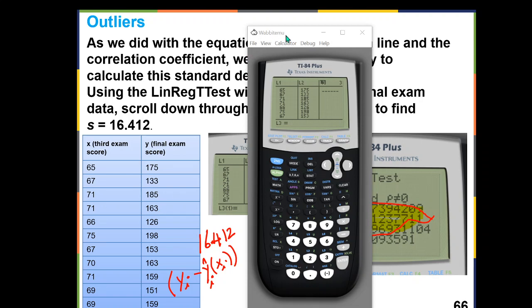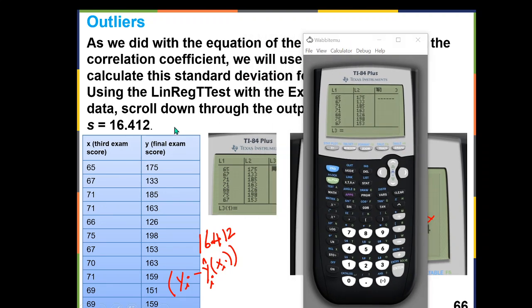Well, remember, in the calculator, in L3, you're going to put yi minus y hat i of xi. Now in the calculator, yi is actually L2, those are the observed values for y, so that's L2 minus, now y hat is in y1, and then x values are in L1, so you put L1 in.